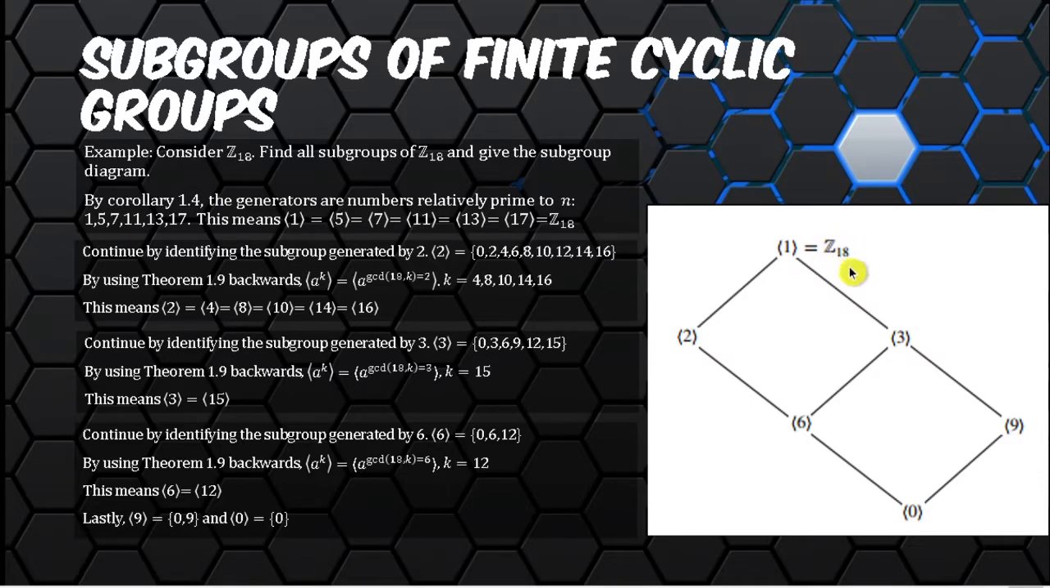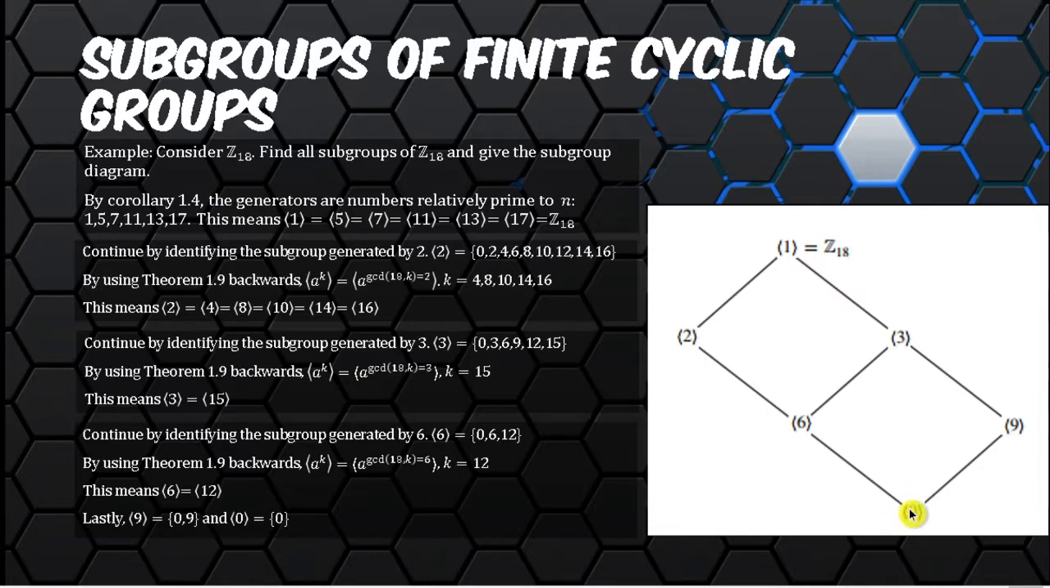Yung order mismo, I mean, the group mismo. And then 2. And then 3. And then 6. And then 9. And then 0. Siyempre, pinakamababa ito kasi ito yung trivial subgroup.